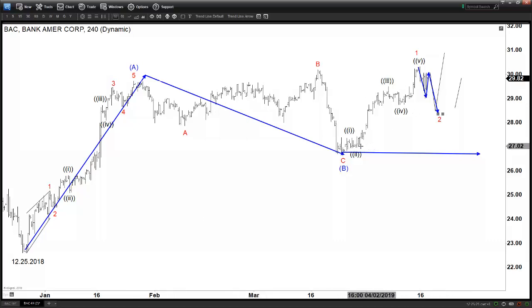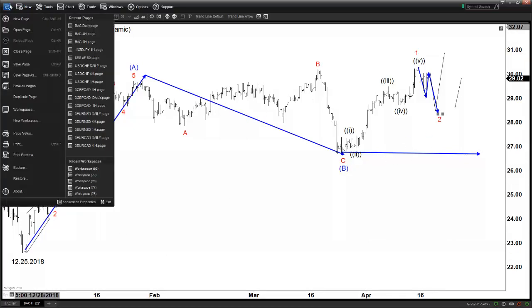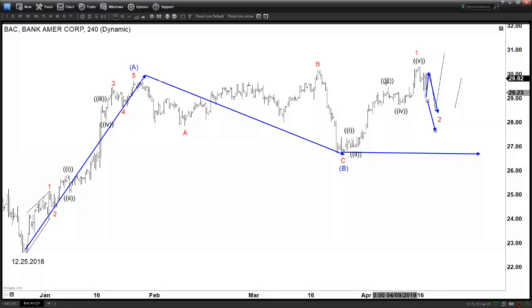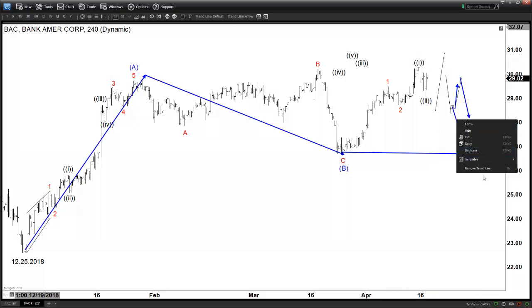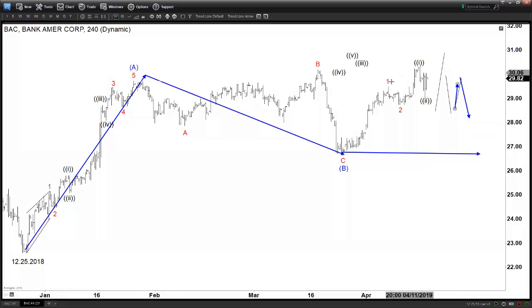So overall, at this point the most aggressive view is calling this 1 2 1 2. The most aggressive view is calling like this, but the best way is really to get the confirmation by breaking above the peak before we know that the next leg higher has started. The less aggressive view is calling it like this, and if this is the case, you can potentially get another leg lower, but that doesn't change the fact that we can see extension higher.